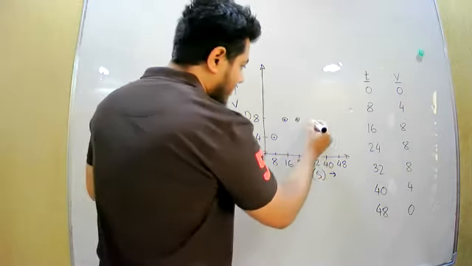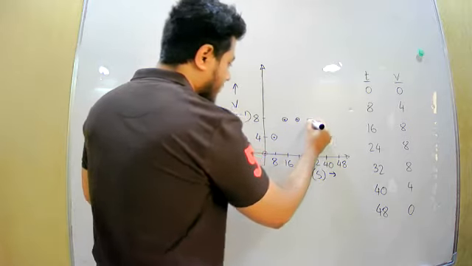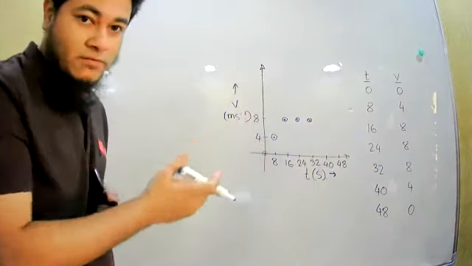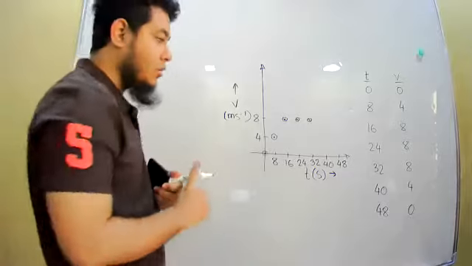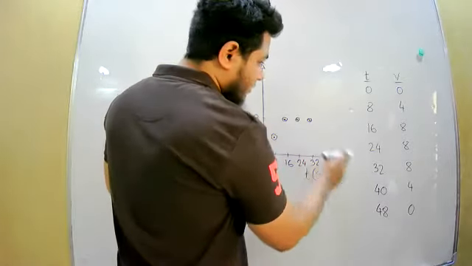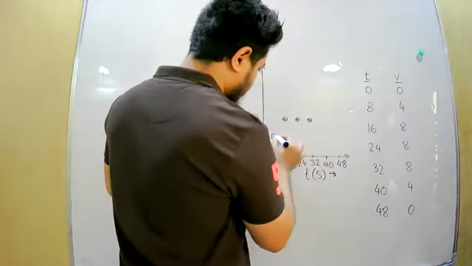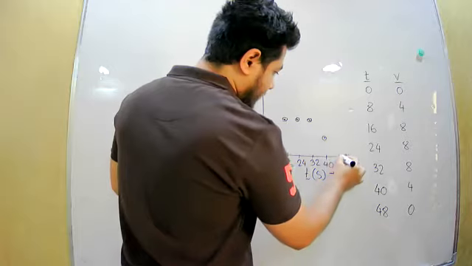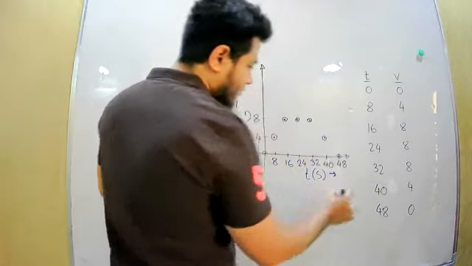Again, my drawing might not be as accurate as possible because this is not a proper graph paper. I'm just trying to be as accurate as possible, so that you may get an idea how the graph might look. So for 32 also 8, at 40 this will come down to 4, and at 48 it will be 0.